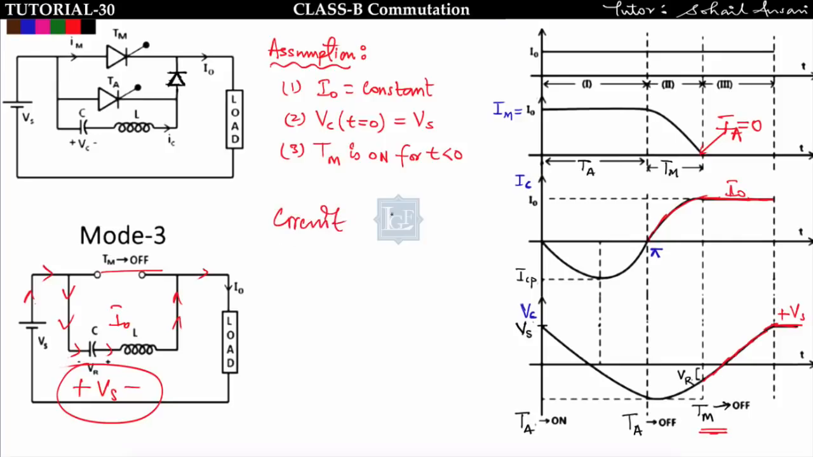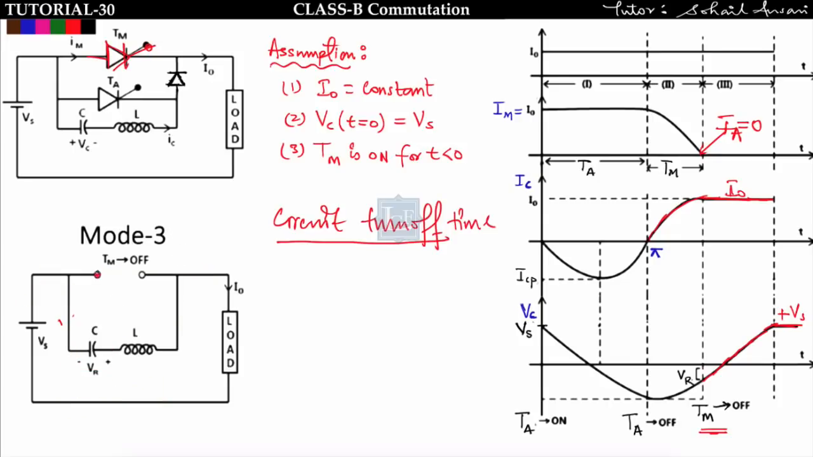So what is the circuit turn off time? Circuit turn off time is defined as the time for which this main thyristor, main SCR, is in reverse bias. Okay, so for how much time will this main thyristor be in reverse bias? See, this is the main thyristor, right? And this thyristor is getting off when the voltage drop across this capacitor is minus VR, like this. Okay, so circuit turn off time is defined as the time for which the main thyristor is in reverse bias.